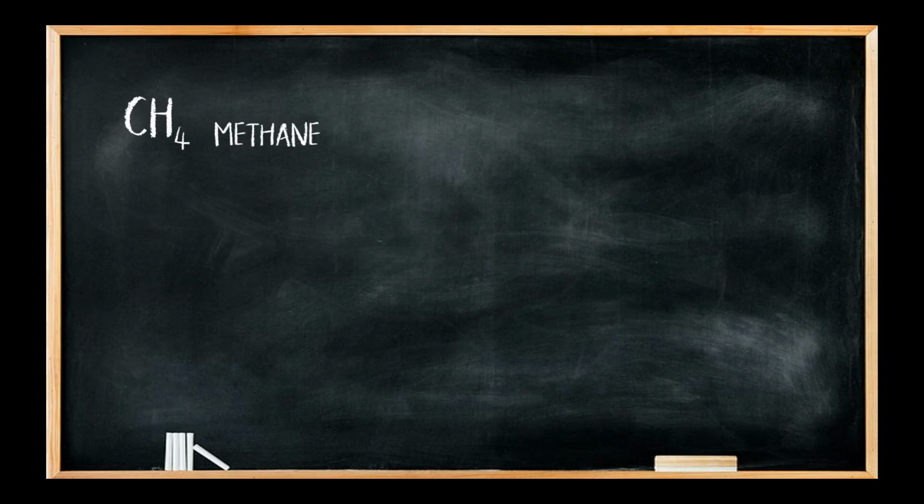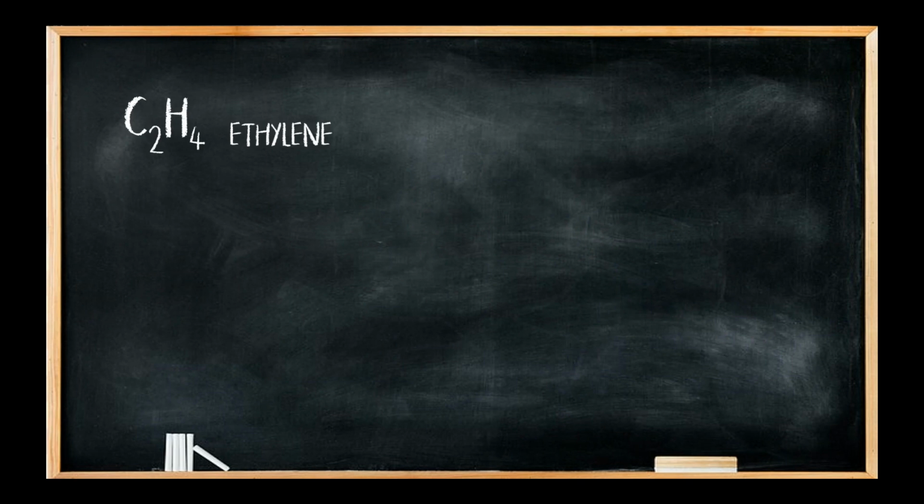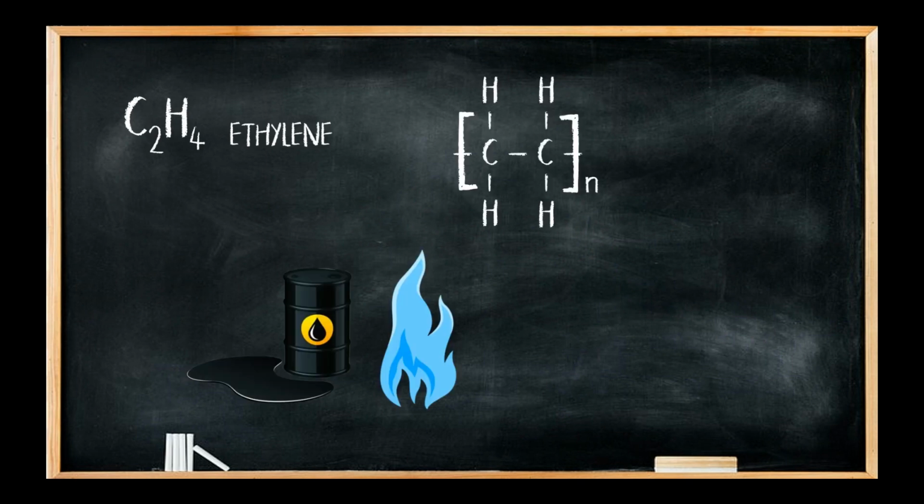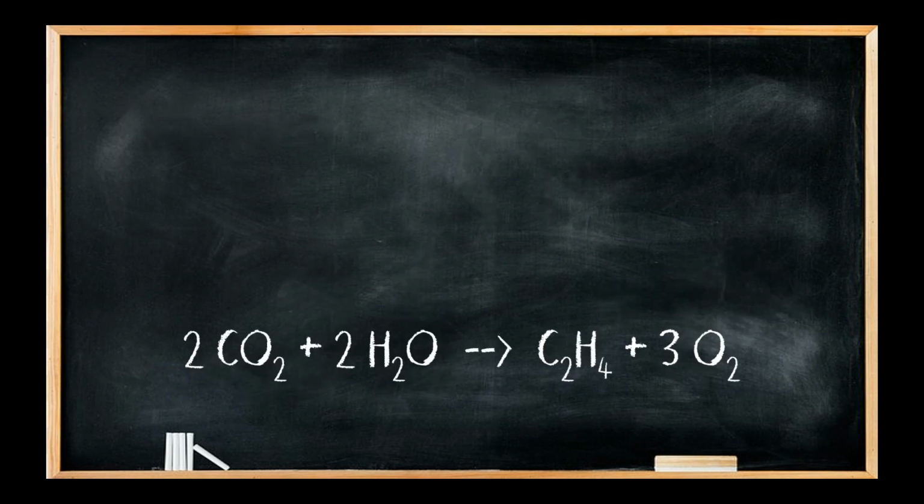Methane is the primary component of natural gas, which is used for heating and electricity generation. Ethylene is derived from petroleum and natural gas and is used to make polyethylene, which is the most widely used plastic in the world and is found in things like plastic bags. To get a better understanding of the reaction mechanism, let's take a closer look at the reaction to produce ethylene.